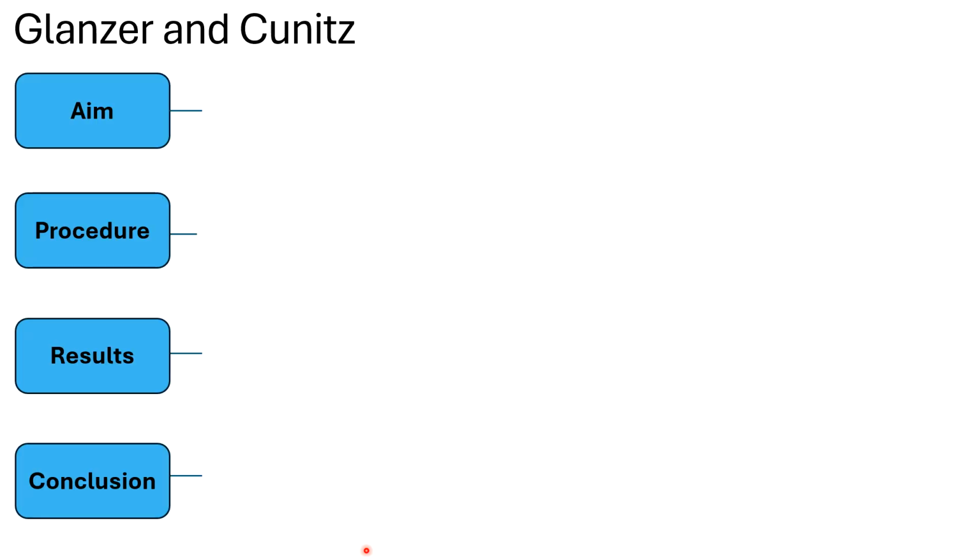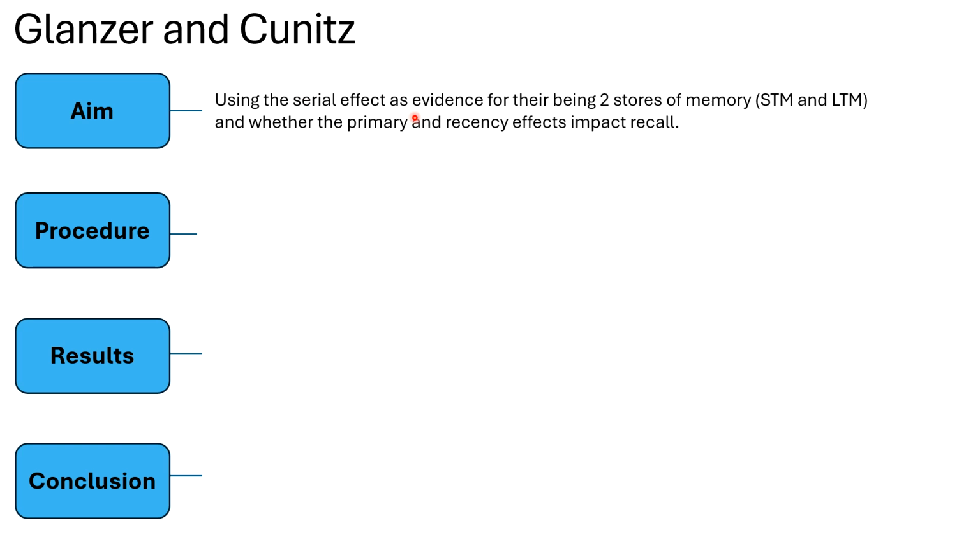For this study, it is very important to understand what the serial effect is. So it is basically when you tend to remember the first and last things of a list more than, let's say, the things in the middle. It's divided into primary and recency effects. The primary effect is when you tend to remember the first things in the list, while the recency effect is when you tend to remember the last or more recent things in the list.